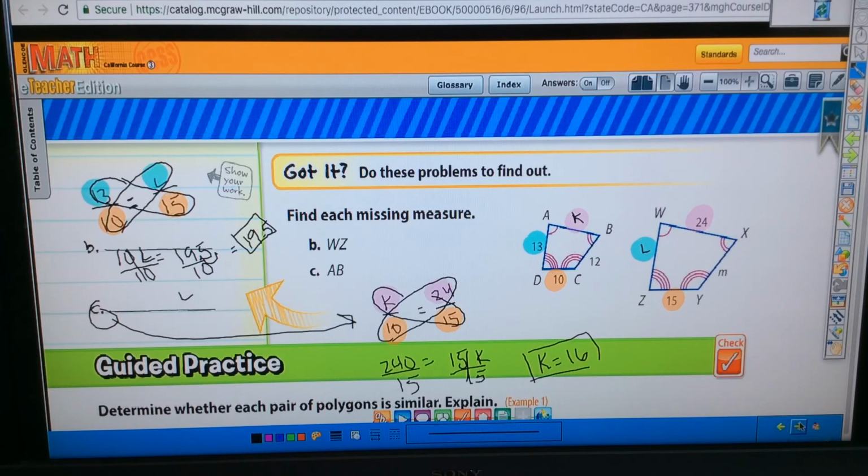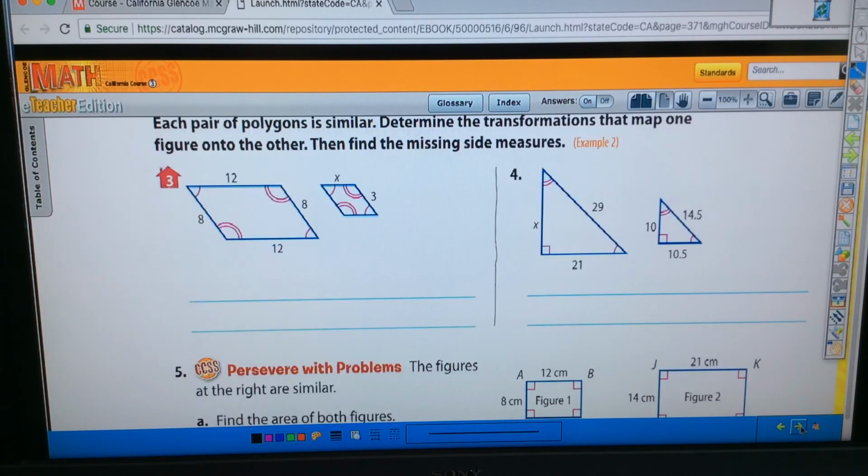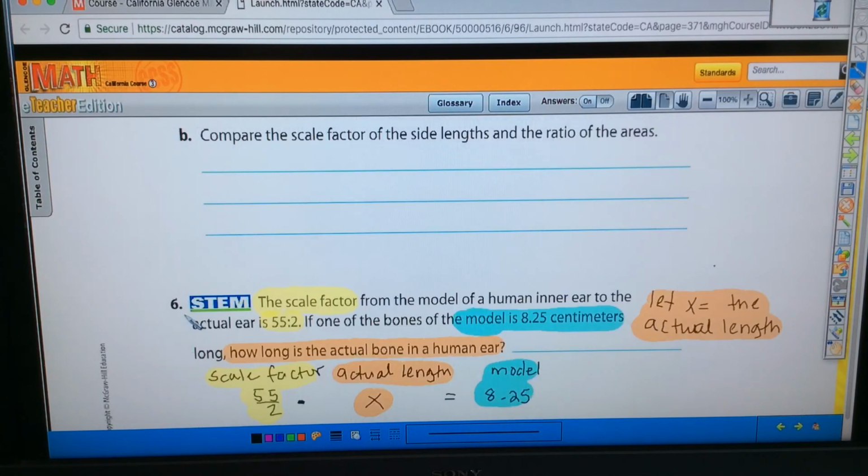There are a couple of homework problems that might give you some trouble, so I want to get you started on those. First of all is number 6. It says the scale factor from the model of a human inner ear to the actual ear is 55 to 2. If one of the bones of the model is 8.25 centimeters long, how long is the actual bone in the human ear?